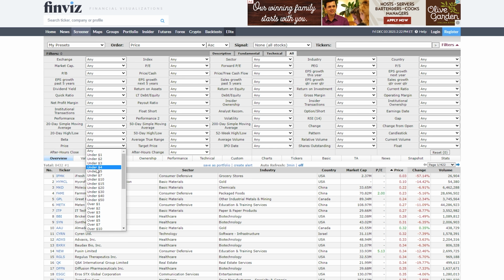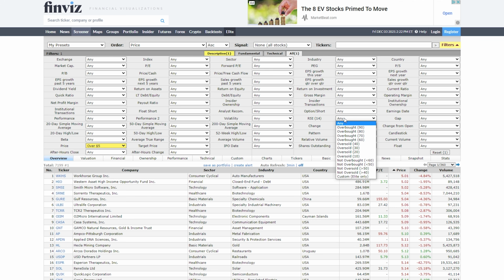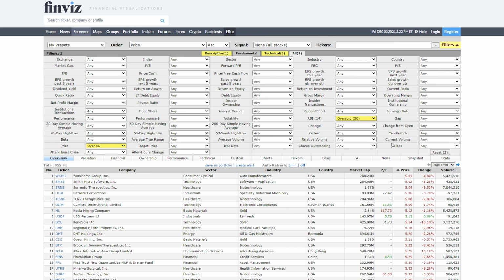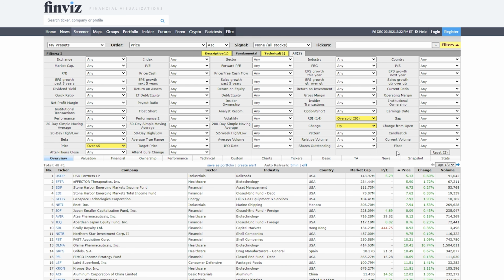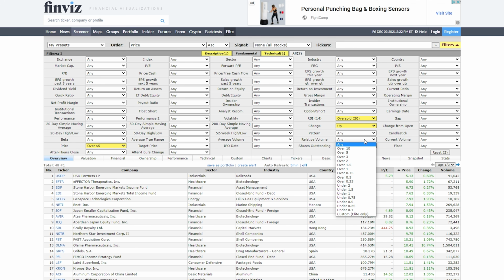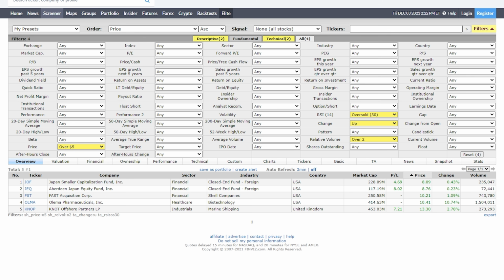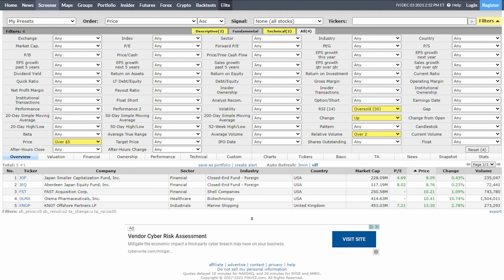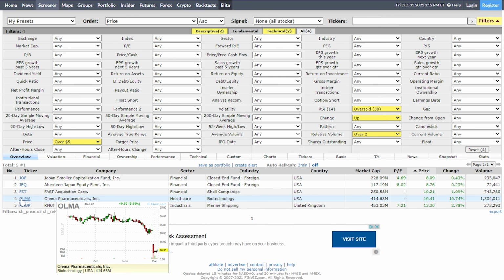So for this, we want the stock price to be over $5. We then want the RSI to be oversold, and this will give us only stocks that the market probably overreacted on. Next, we want to set the change to up, saying that it recently just started going back up. Then we want to set the relative volume to over 2, which is basically saying that we want to see stocks that have 2 times the volume it usually does. So with these settings, we're looking for oversold stocks that are recently going up and a lot more people are entering than usual. We got a nice set of stocks where if we go through them, almost all of them just recently went down and are starting to correct a bit.